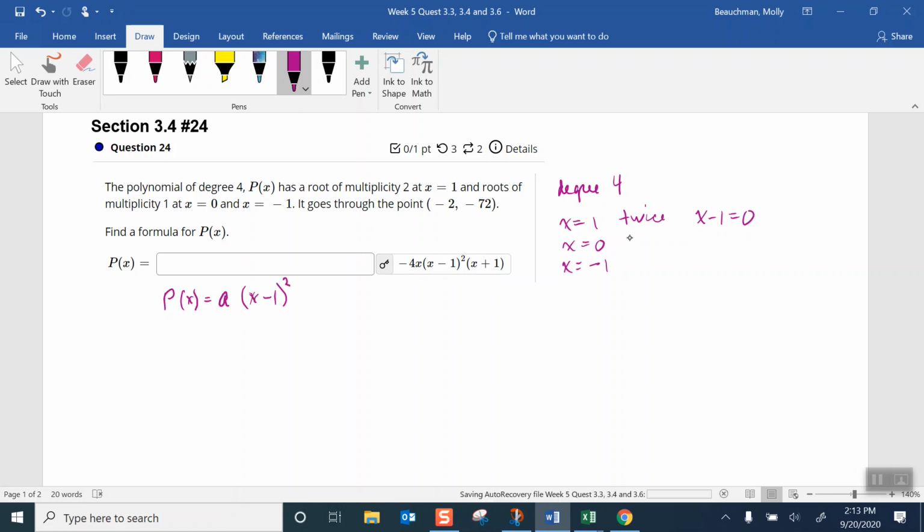Then x equals 0 is a root. So that means that we multiply by x. I'll put it in the front. And then x equals -1 is a root once. That means x plus 1 equals 0 is the factor. So far I know that I have x times x minus 1 squared times x plus 1.